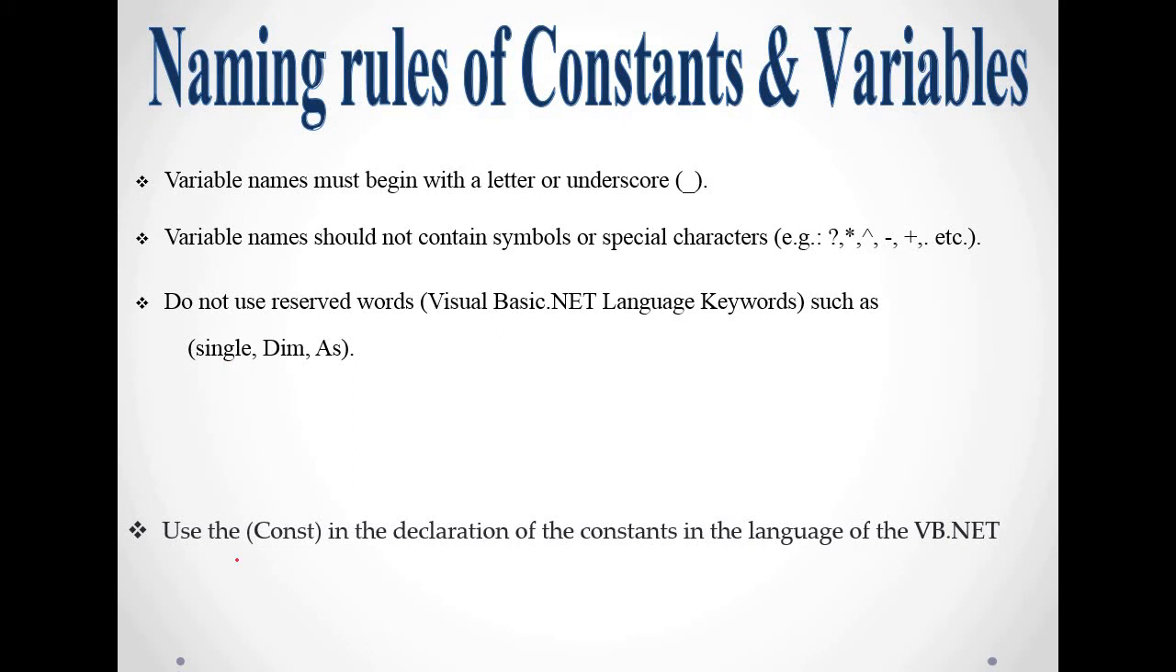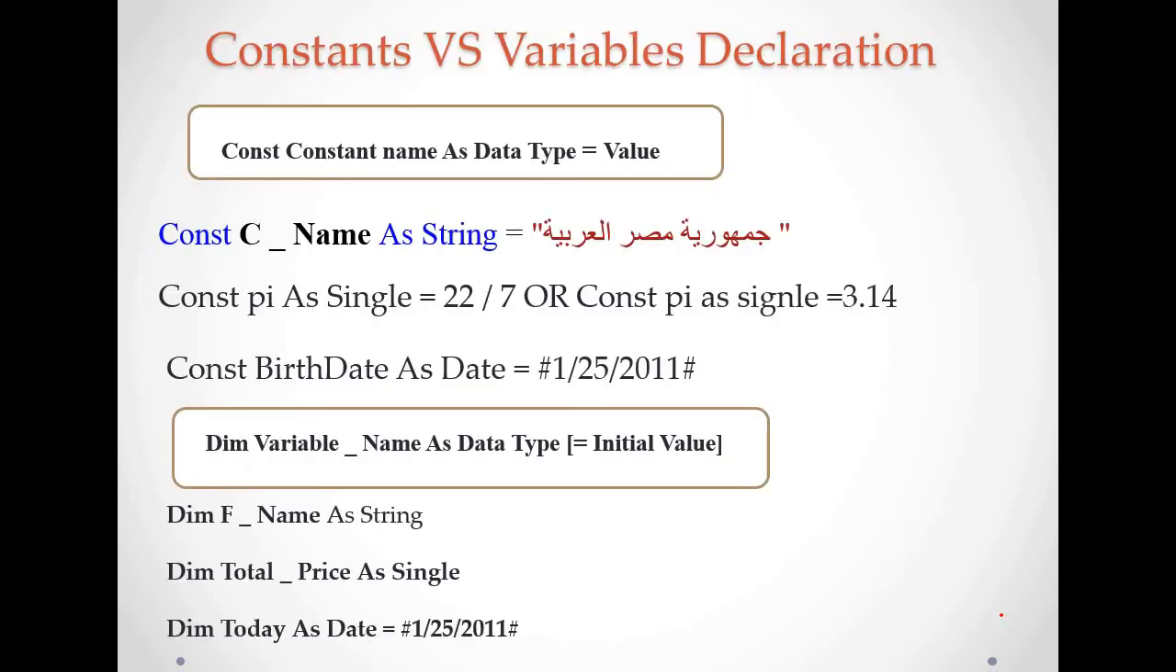About the constant, we start the coding of the constant with the word Const. Use the word Const in the declaration of the constants in the language of Visual Basic.NET. So these are the naming rules of the constant and the variables, to give the right name for the variable and the constant to be organized and correct. Here are examples of the constant and the variables declaration. How can we write them inside the coding?